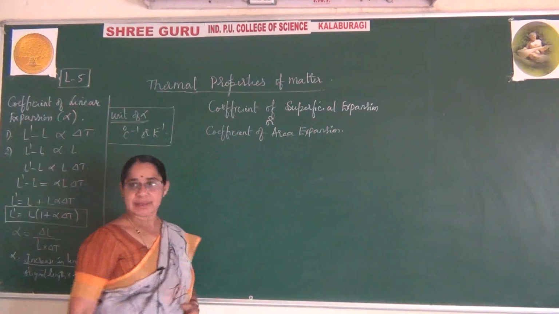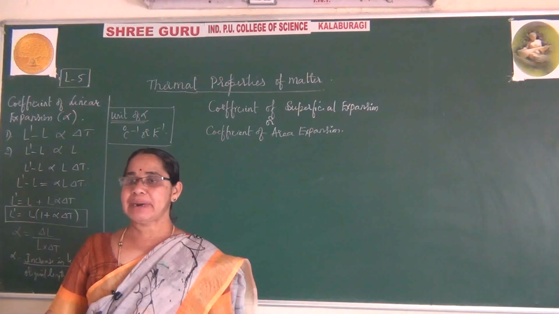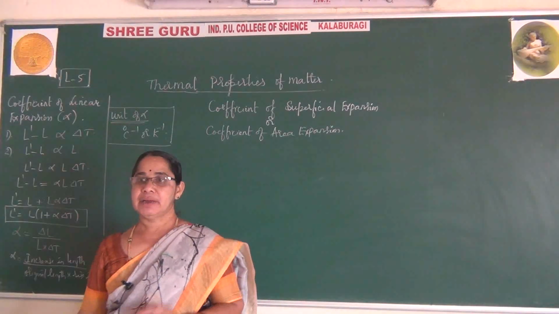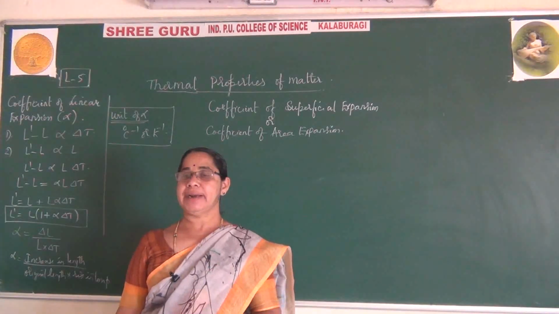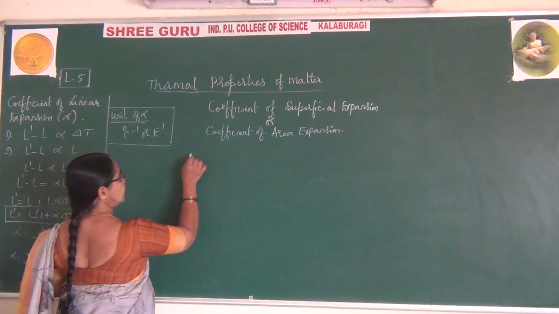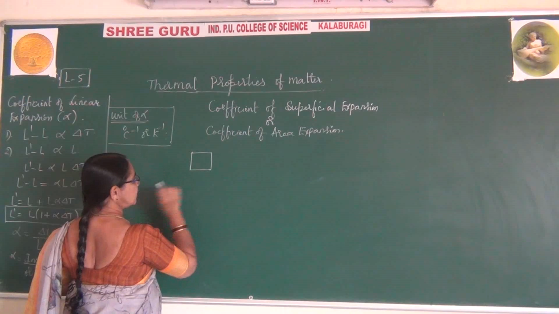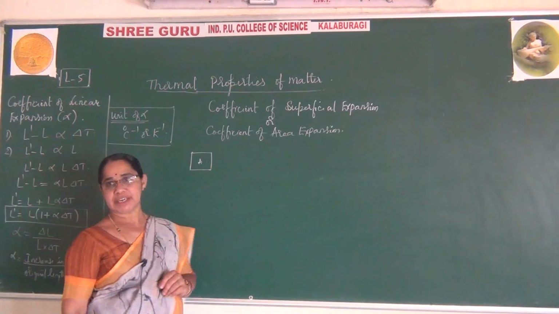So to explain this, first let me tell you what is superficial expansion, or nothing but area expansion. Let us take a metallic plate, and that metallic plate has length and breadth. So the original metallic plate has this shape. This is the metallic plate. Let me say this has area A. This is the original metallic plate.